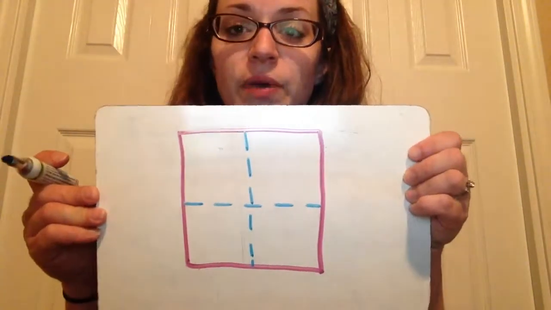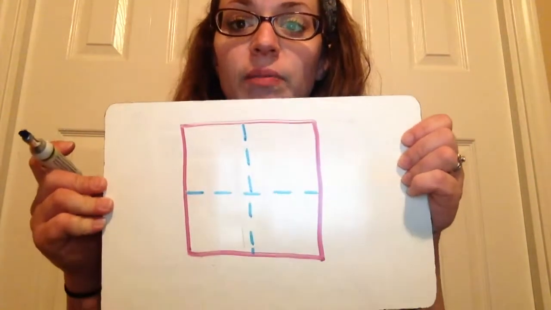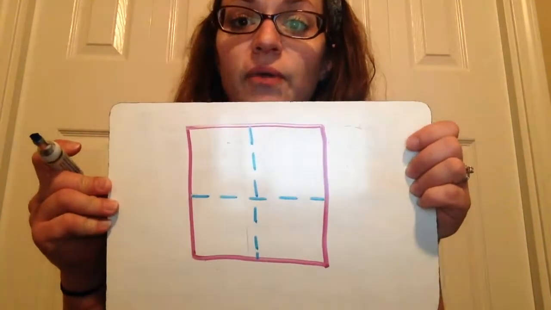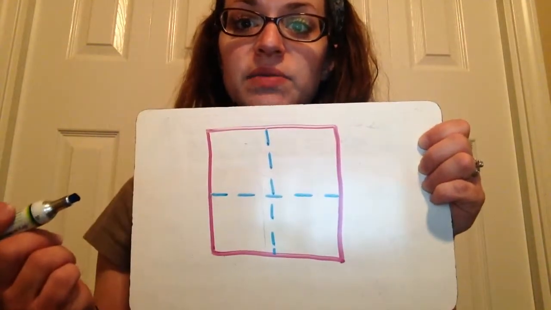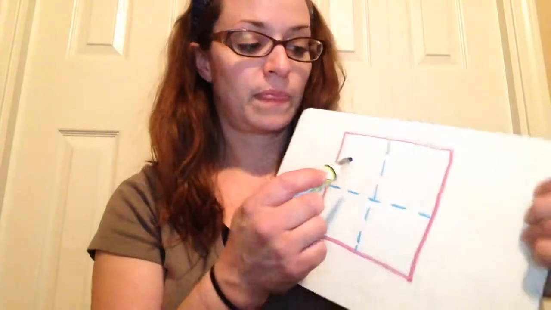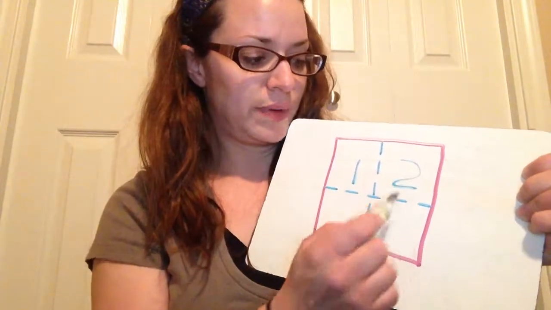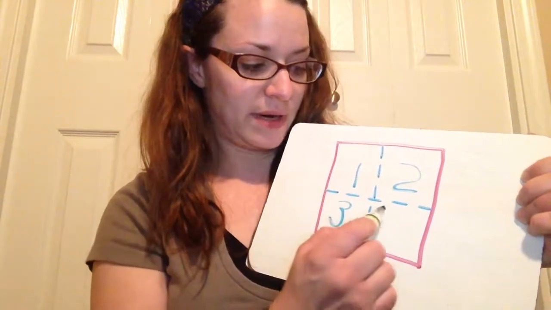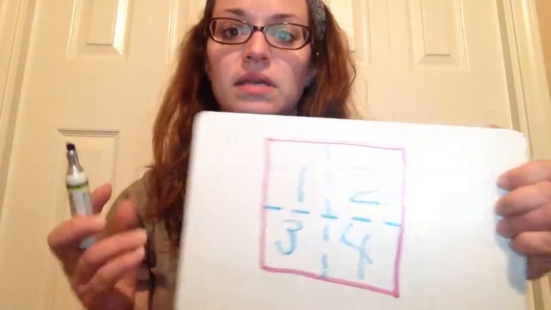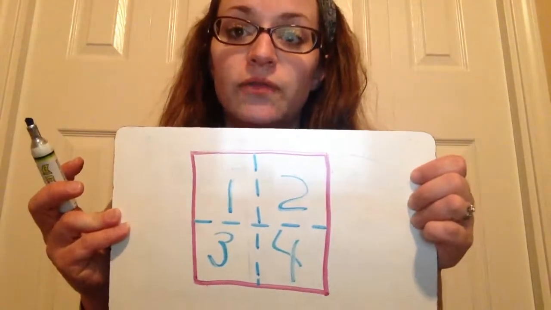Let me show you. Now we have the square divided up into 4 equal parts. These are called fourths because we have 1 part, 2 parts, 3 parts, and 4 parts. So it is separated into fourths.